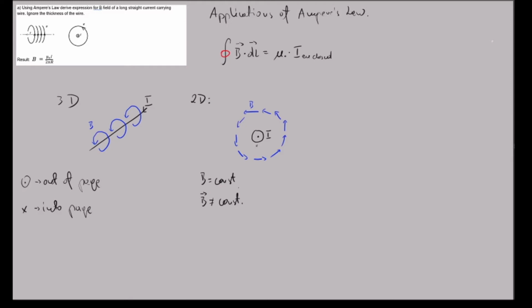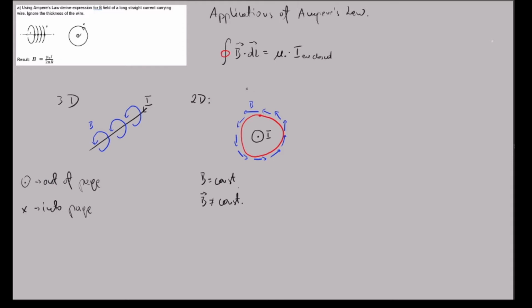Now, what we need is a loop. Here I need to integrate the magnetic field along a certain specific loop, and so here's the loop that I'm going to choose. I'm just going to put it right here. I'll go around in a circle along the magnetic field.